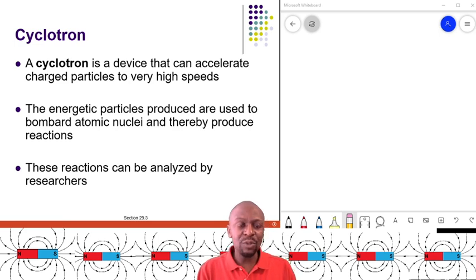Now let us also talk about the cyclotron. A cyclotron is a device that can accelerate charged particles to a very high speed.